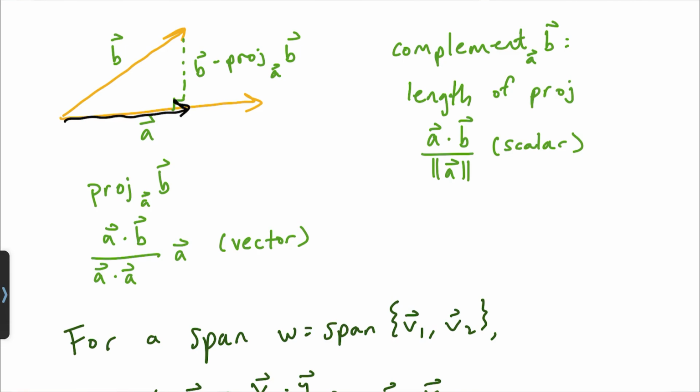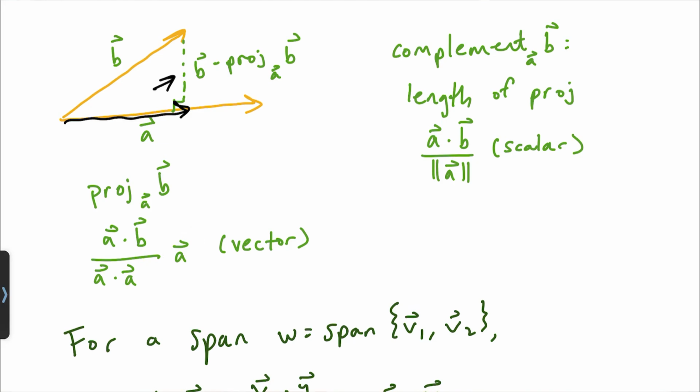And then to find the vector perpendicular to it, which is this thing right here, we can use the B vector subtracted with the projection of B onto A. And so the formula for the projection is right here: A dot B over A dot A times A. And that will give you a vector because this will turn into a scalar, but you're multiplying it with a vector, so it'll be a vector.